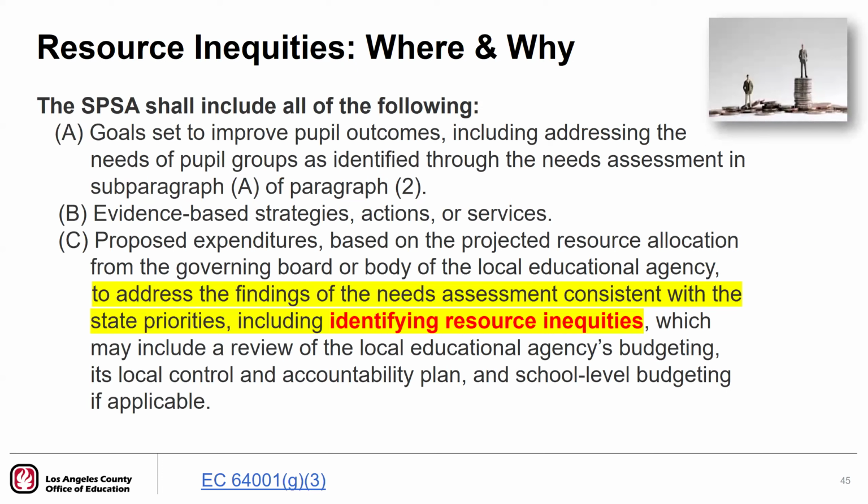So, Education Code 64001 tells us that every SPSA shall include proposed expenditures based on projected resource allocation. One crucial part of the SPSA is to address the findings from the Comprehensive Needs Assessment, again, as Rachel just shared, including identifying resource inequities. In other words, schools need to figure out if some students aren't getting the same resources or opportunities as others, and addressing resource inequities is paramount as it serves to guarantee that each student is afforded an equitable opportunity to attain high-quality education.